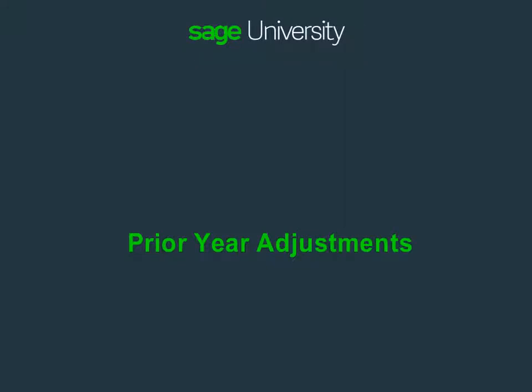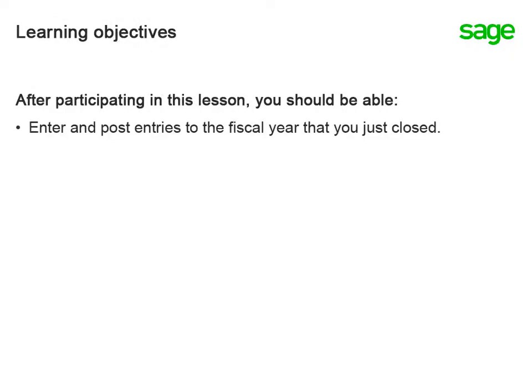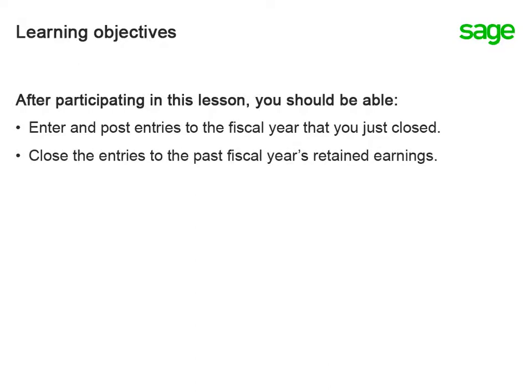You just closed your fiscal year in general ledger, but now you have to record some more entries. What do you do? Not a problem. Watch this lesson and we'll show you how to record these as prior year adjustments. When the lesson is over, you should be able to enter and post entries for the fiscal year that you just closed and close these entries to that year's retained earnings.